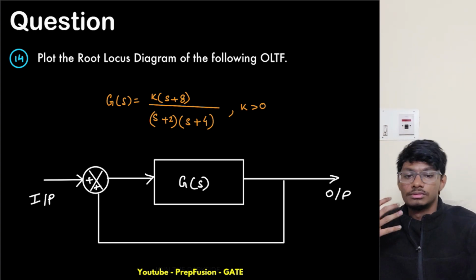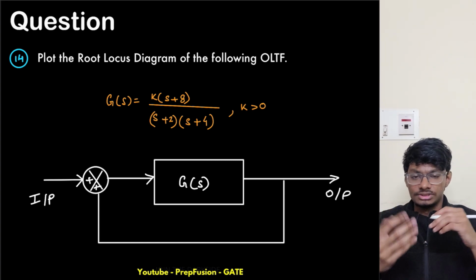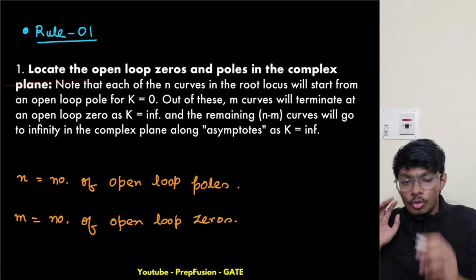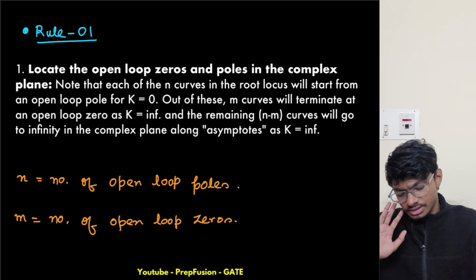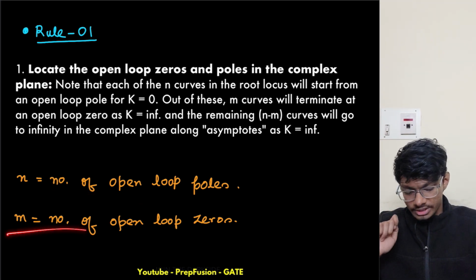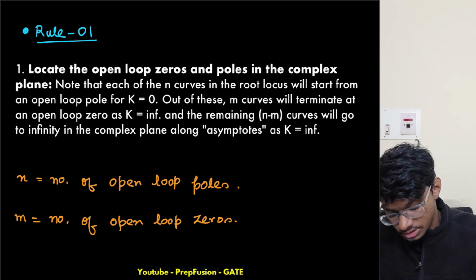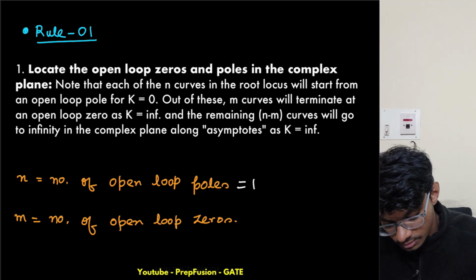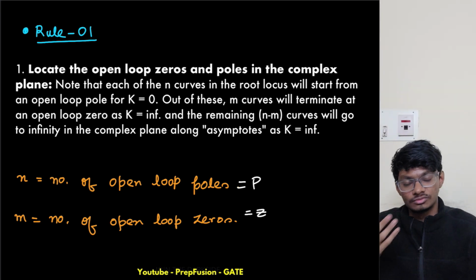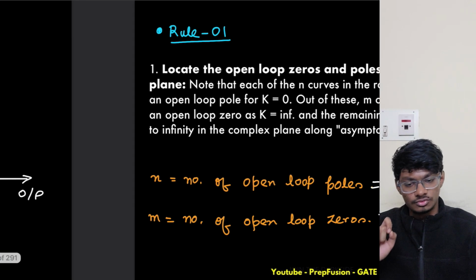Now try to do it by yourself first, then I will do it, right? So first, what was the rule? We have to locate the open loop poles and zeros. That remains the same. n was the number of open loop poles, and m was the number of open loop zeros. Few people write it as p and z. Whichever you are comfortable with, you choose that.